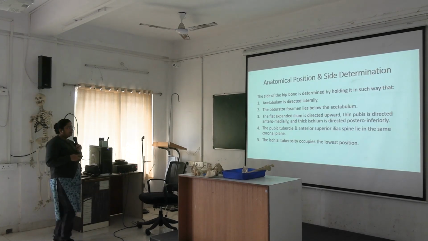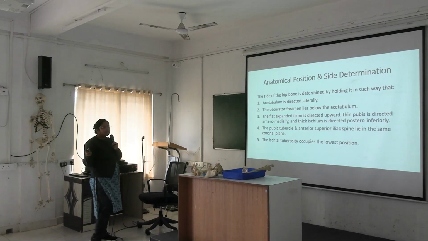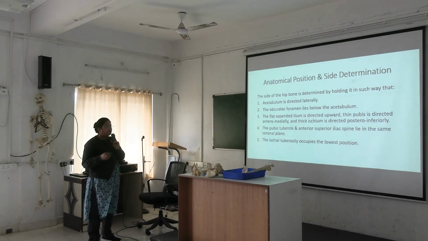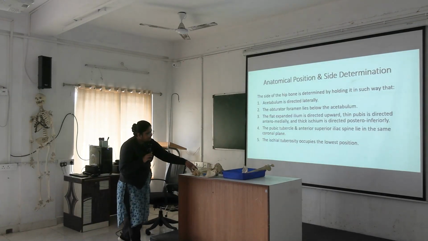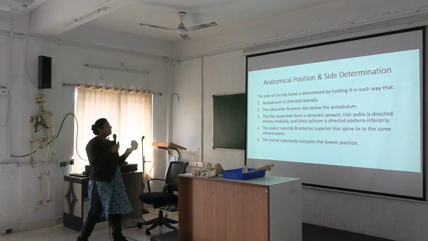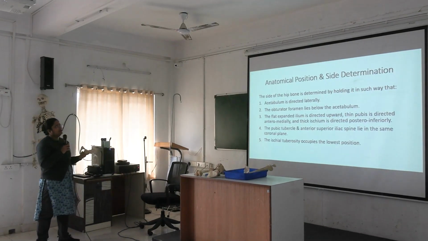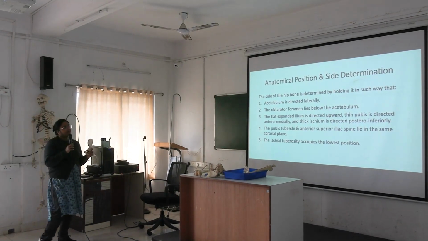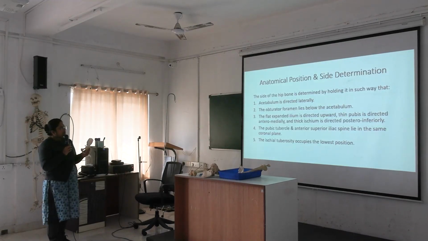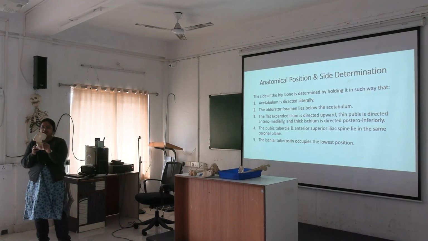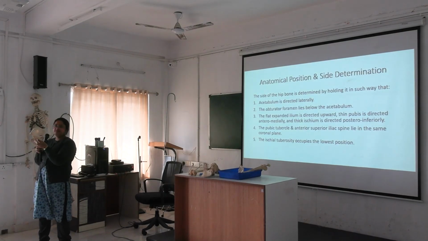So, what is the anatomical position? How will you determine the side and how will you hold it in anatomical position? So, the side of the bone is determined by holding it in such a way that the acetabulum is directed laterally. This is the acetabulum, it is directed laterally. The obturator foramen lies below the acetabulum.